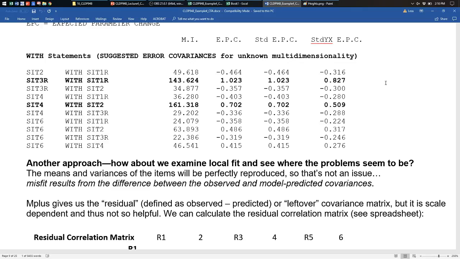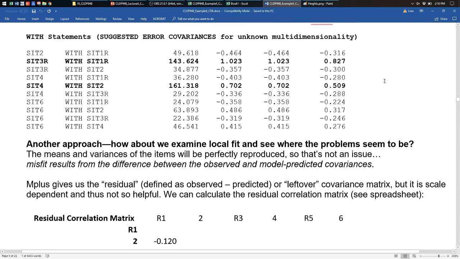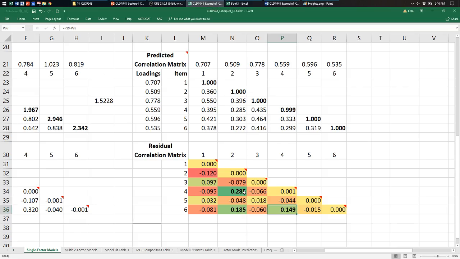It can't tell me I need another factor, or that some of these items don't belong here. It will not ever suggest a new model. That's up to us. So what happens in terms of fixing misfit depends on these patterns. In this case, when you see the same items being implicated, that is a dead giveaway that you need a second factor.